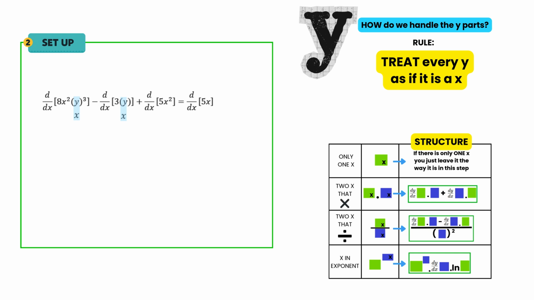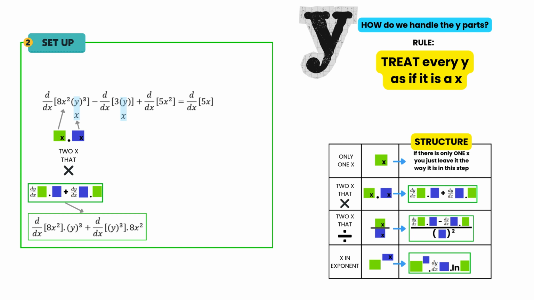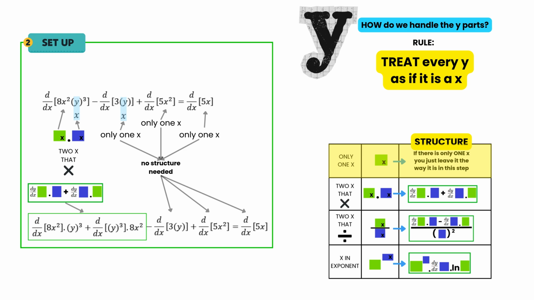In the first term, we can see there are two x-like factors being multiplied, so the structure we need to set up is the product structure. When we implement that structure, we get the following result. In the second term, there is only a single x, so no special structure is needed. We just carry it across. We can also see that the third and final term also has only a single x, so it doesn't need any structure either. We carry it across as well.